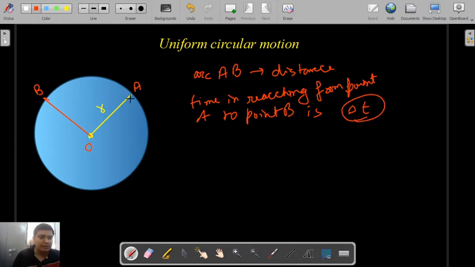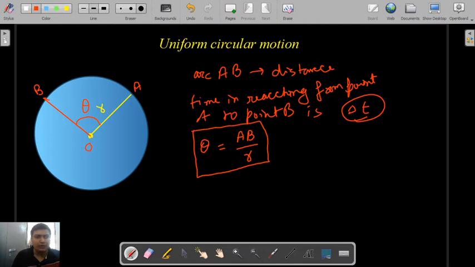So what was the displacement? As we know, in circular motion the displacement is always occurring on the angular basis. So here the angular displacement is suppose theta, and as we know the value of an angle is always arc upon radius. That is, angular displacement theta is equal to arc AB upon radius r. So this was the formula for angular displacement.